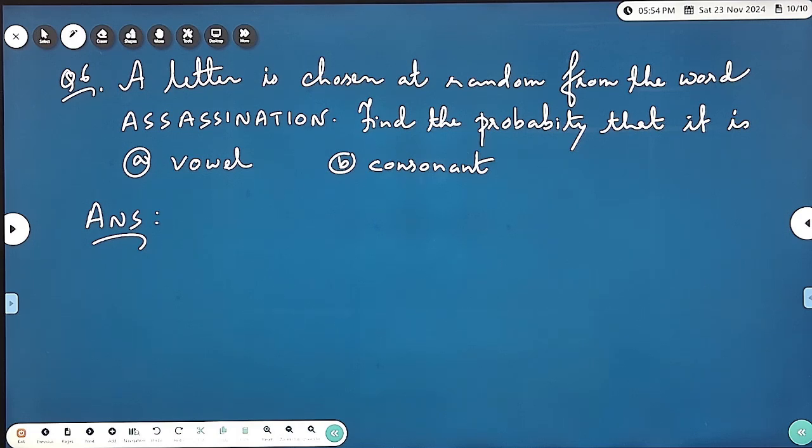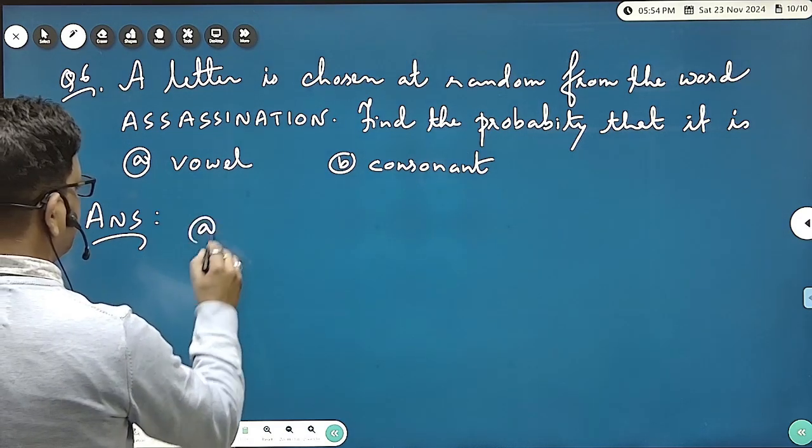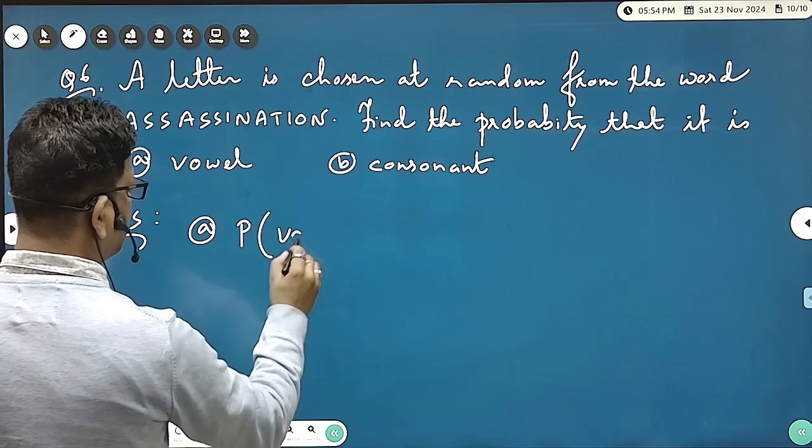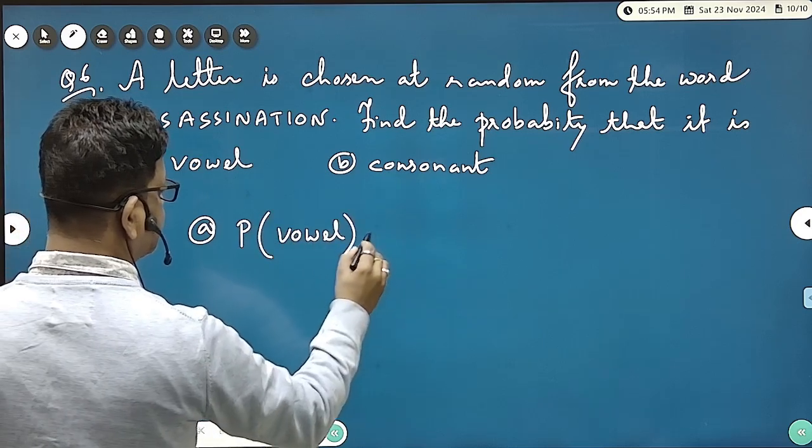All right. Let's start the first one. P of vowel, number A. P of vowel means the probability of getting a vowel. You have to write the direct answer, no? So your statement doesn't matter.